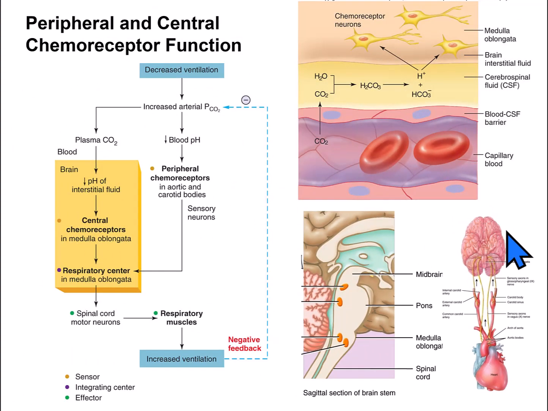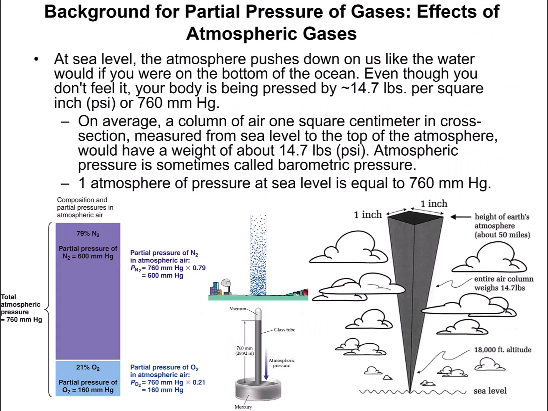To understand how this happens, we have to talk about the partial pressure of gases. For example, when you're looking at this right here, that's showing PCO2. Well, what is this P in PCO2? We're also going to see this in PO2 and PN2. So we're talking about gases within the body. We use PCO2 or PO2 or PN2, and the P stands for partial pressure. So what is partial pressure? That's what we're going to look at next.